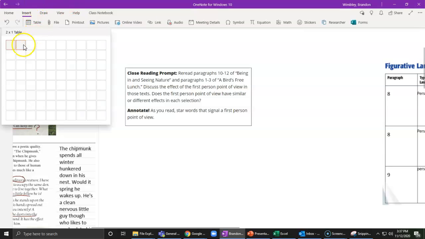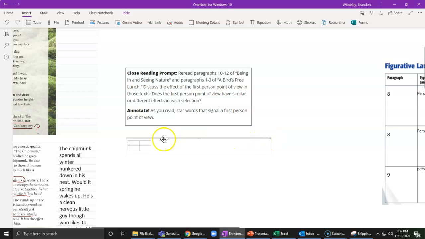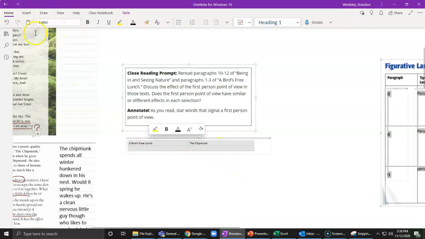that has those two texts in them. So I'm going to drag this on over, drag this one over, drag this one. Now it looks like we're about ready. So I have A Bird's Free Lunch, and I have Being in and Seeing Nature, or the chipmunk, because that's what he was talking about. That was the excerpt that we pulled out. So let's look at how we know it's first person. So first, let's go to John Burroughs, because that's the one we're already on right now. And let me make this bigger for us.